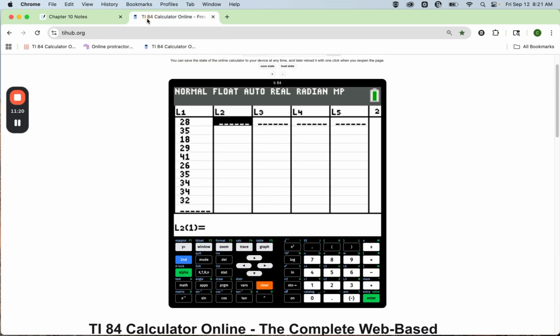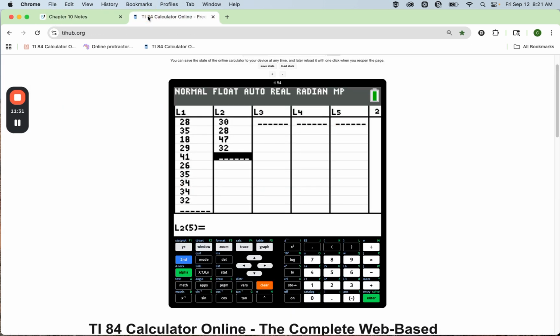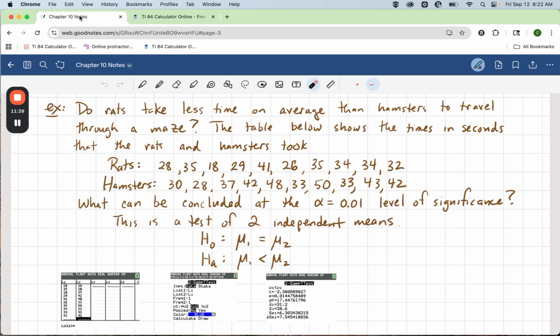30, 28, 37, 42. 30, 28, 47, 32. See, it's 37 and 42, though. I would have got it wrong. I know y'all said, oh no, you did it wrong, Blackbird, on the video.